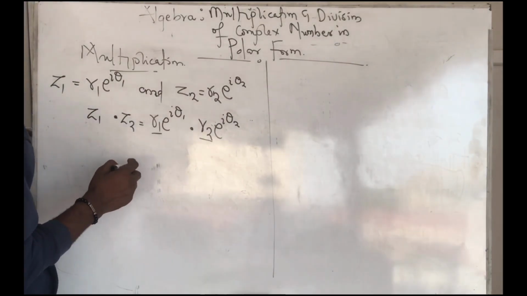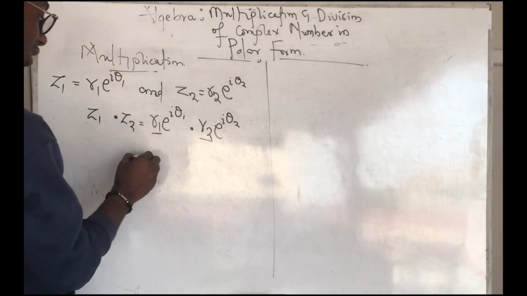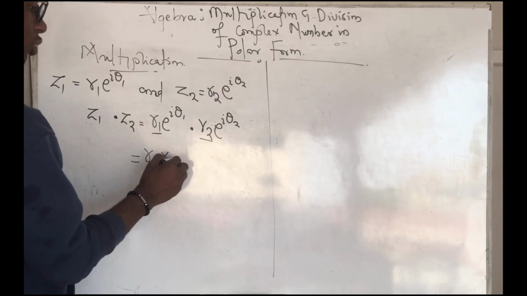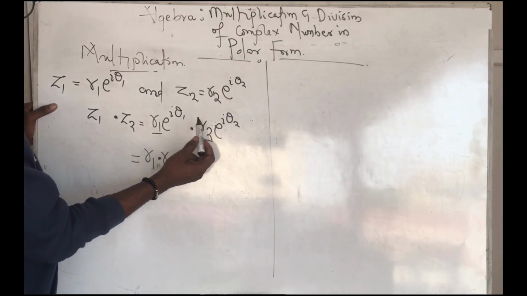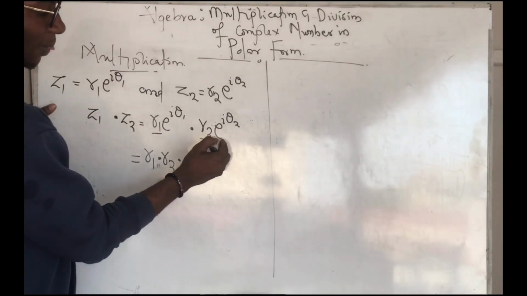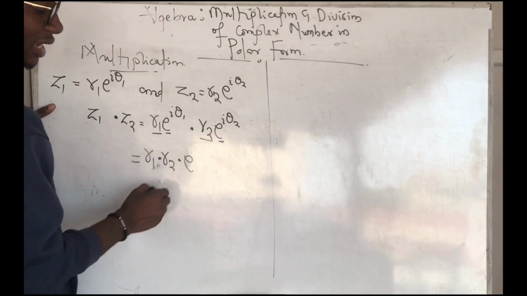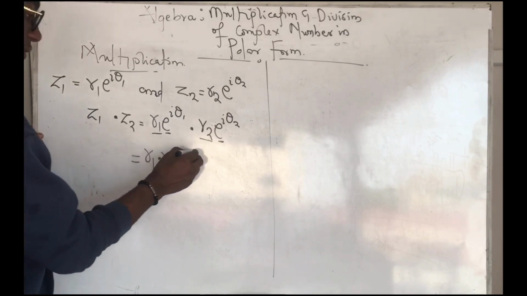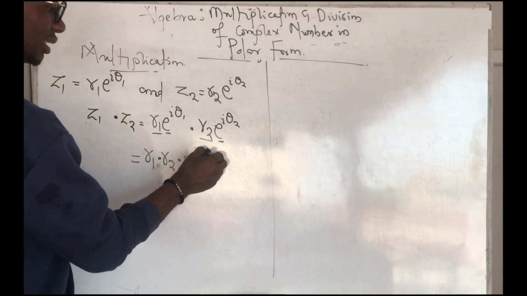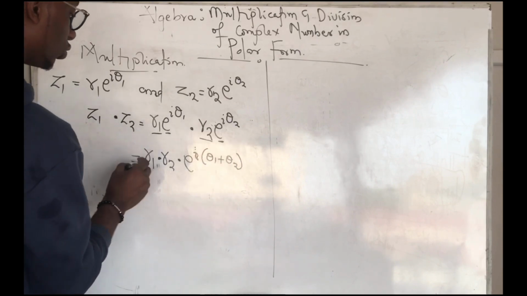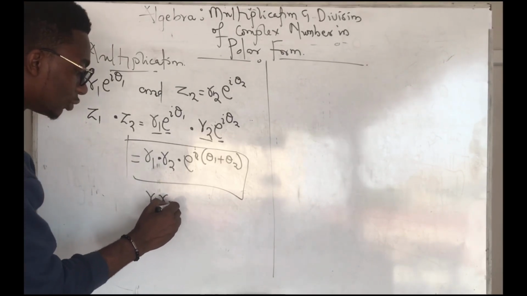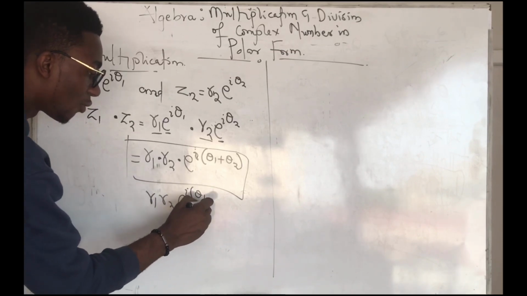So the real part is r1 multiplying r2. Because for the imaginary part, the e and the e are of the same base, we just take one of the base and add their exponents. So e exponent i into bracket theta 1 plus theta 2. Anytime you want to multiply complex numbers in the polar form, this is how you go about it: r1 r2 e of i into bracket theta 1 plus theta 2.